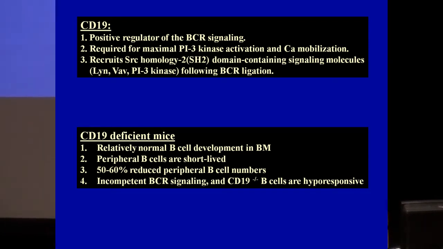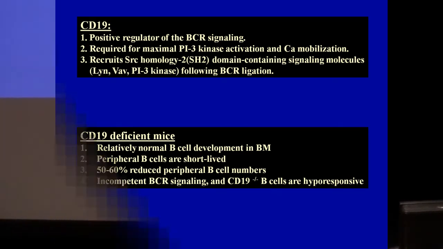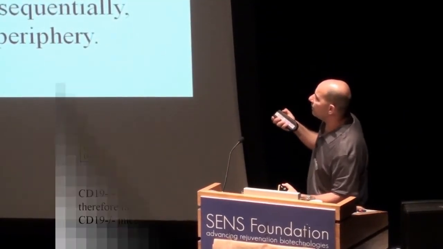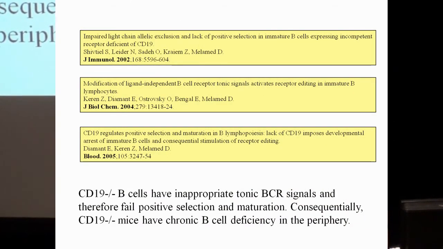Mice that are deficient in CD19 have relatively normal B cell development in the bone marrow, and their peripheral B cells are short-lived. They have about 50% of the B cell numbers, and the B cells are hyper-responsive to stimulations. In several papers that we have published in the past, we have shown that these B cells have inappropriate tonic B cell receptor signals, and therefore they fail positive selection and maturation, and consequently CD19-deficient mice have chronic B cell deficiency from birth in the periphery.